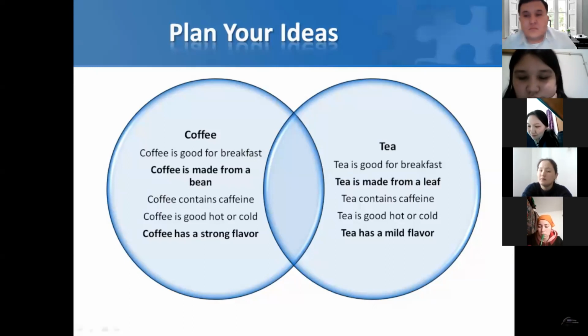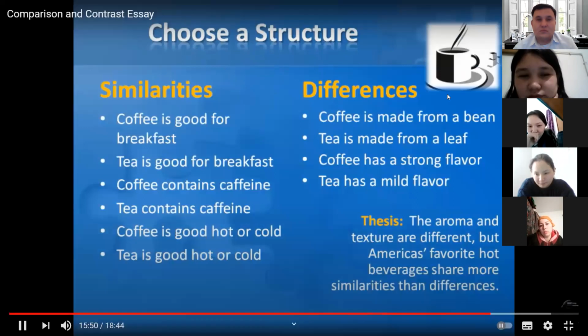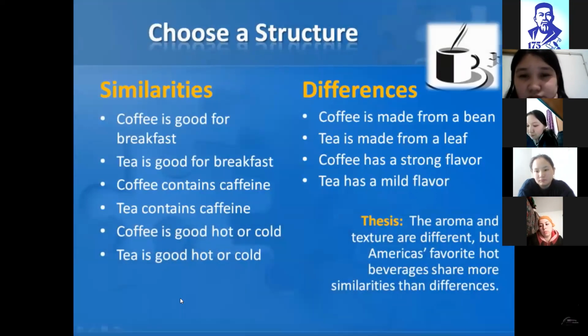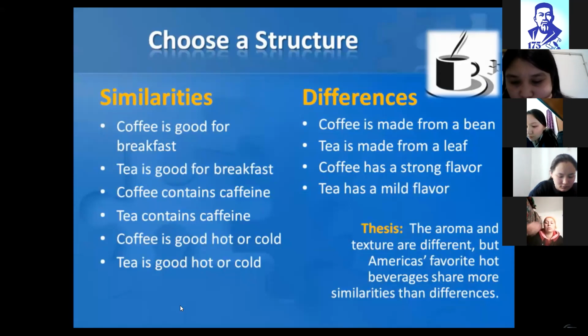So depending on how you want to go about writing your essay, you might want to focus on the points of similarities, or you might want to talk about the differences between the two. So let's take it a bit further. Now that you have your topic, and now that you have brainstormed and listed some ideas regarding coffee and tea, how might you go about choosing a structure for it? So again, we have listed all of our similarities in one column, and then listed all of the differences in the next column. See that there are more similarities than there are differences.